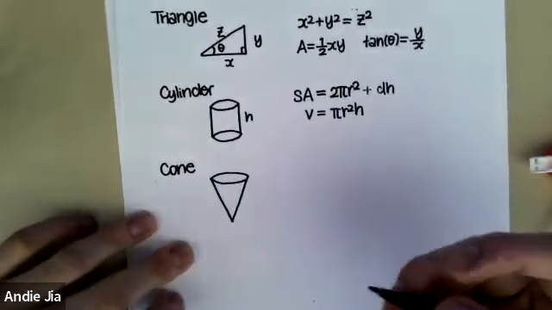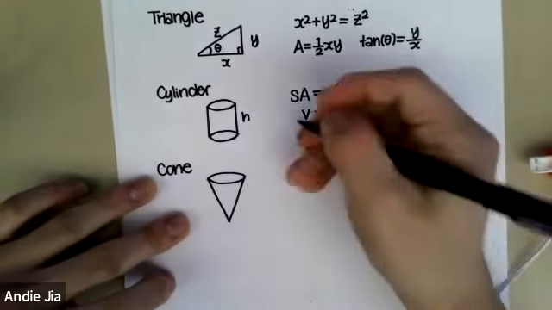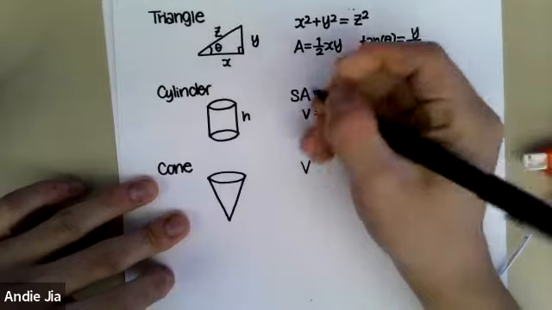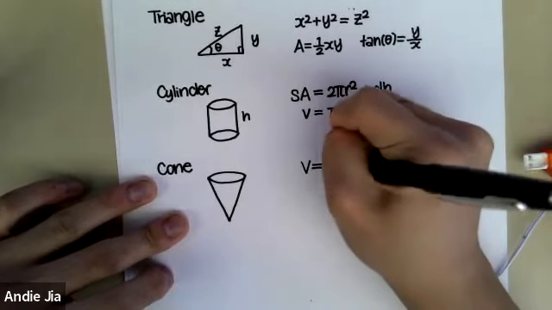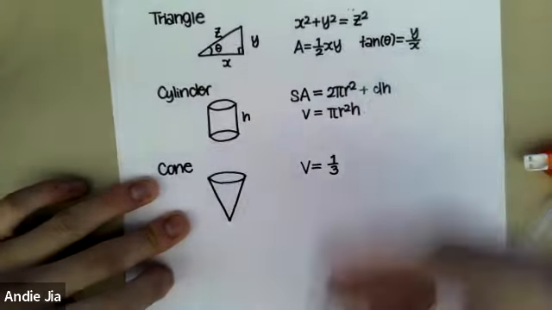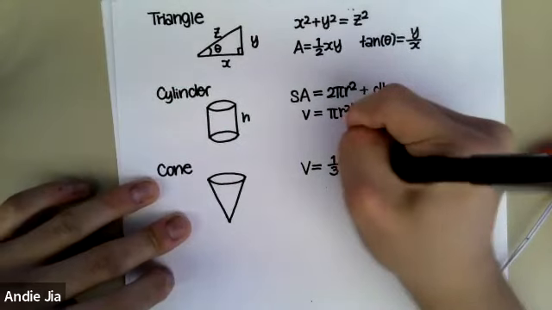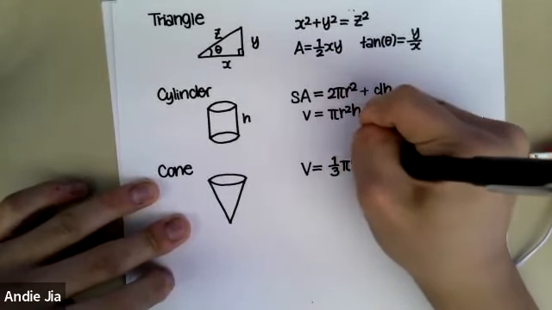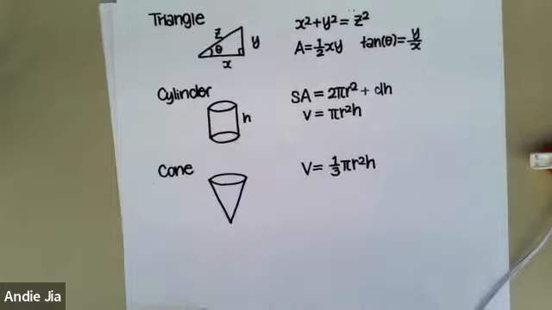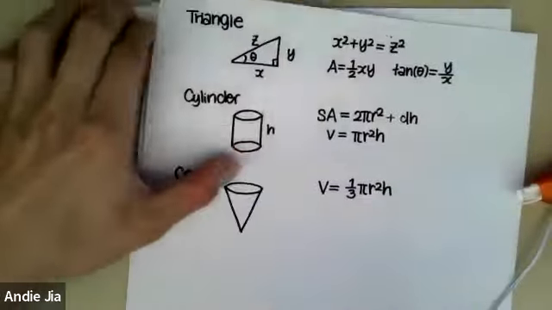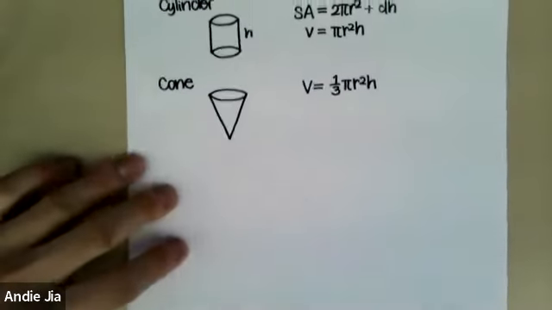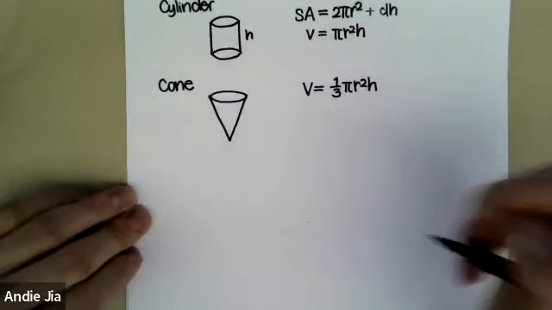Okay, so for the cone, the volume is going to be one third of pi r squared h. And this is a sphere.